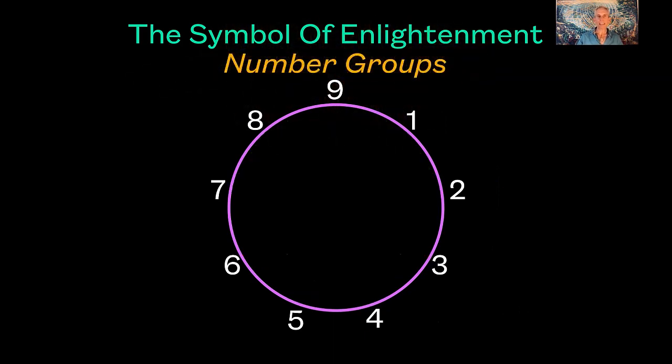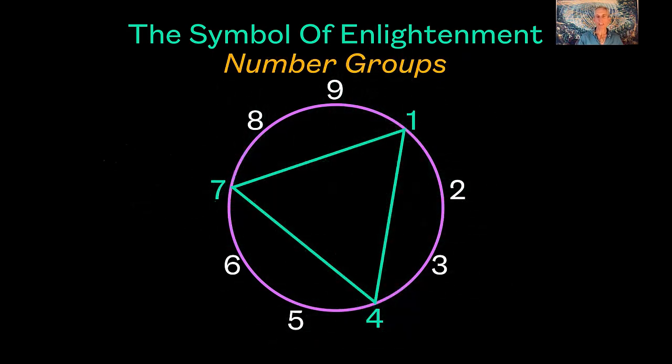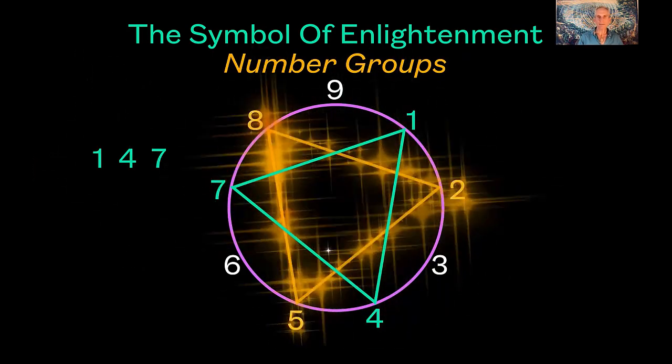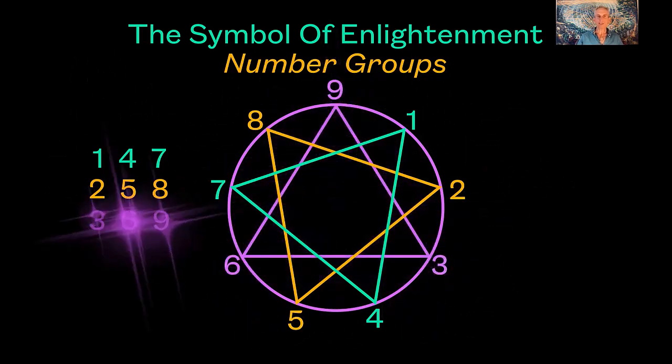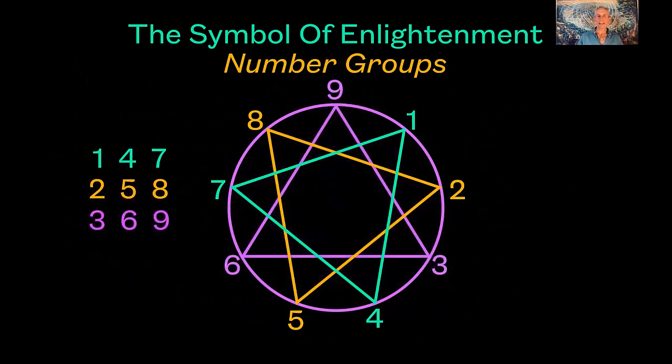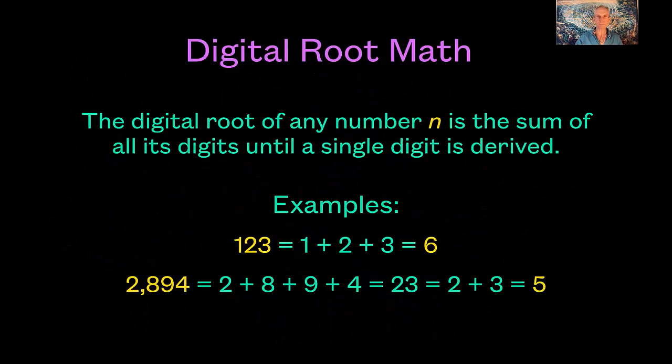We also have something that comes out of this geometry we call number groups. The 1, the 4, and the 7 form a number group. 2, 5, and 8 form another number group, and then the 3, 6, and 9 make the final number group. I'm going to come back to these number groups when we start talking about the Fibonacci torus more, because these number groups are very significant in a number of ways, especially in elucidating the meaning of this Fibonacci torus and the symbol of enlightenment.